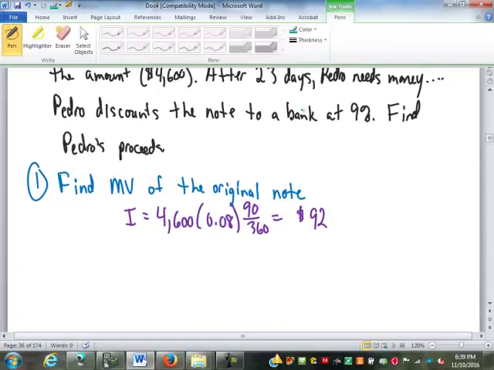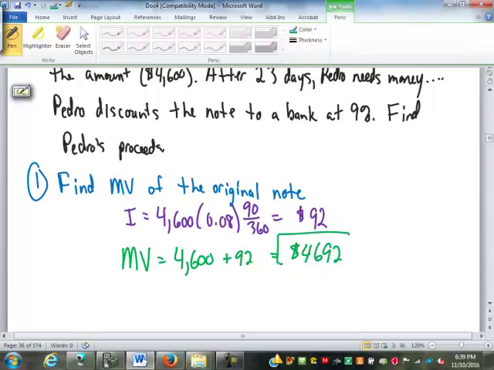Okay, so the maturity value is the 4,600 plus 92, $4,692. So that is the maturity value of the original note. Why is that important? Because that is the amount that Pedro will have at the end of this whole thing. That's the amount that he's taking to the bank. He's going to the bank and saying, I will get $4,692 at the end of this 90 days. What will you give me right now?